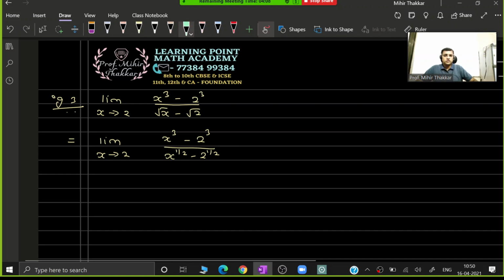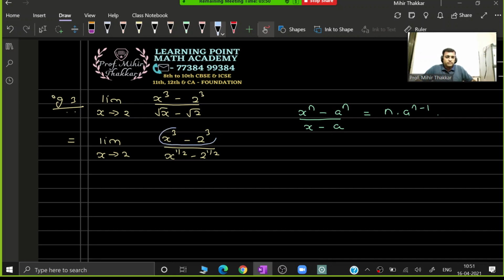If you observe your general formula, it is like this: x raised to n minus a raised to n upon x minus a, which has the answer n into a to the power n minus 1. Now in this sum, guys, the problem is that the numerator is x cube minus 2 cube, which is representing x raised to n minus a raised to.